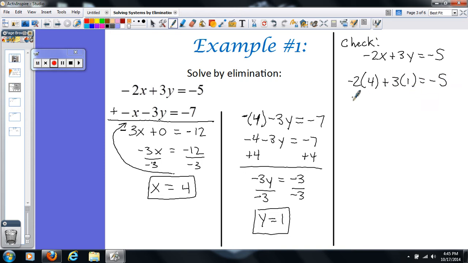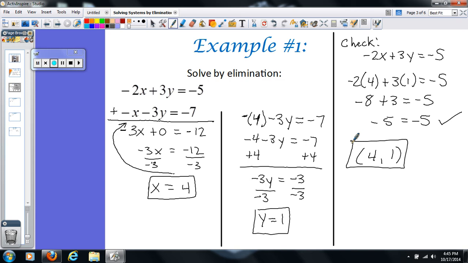And we're going to check our work. Negative 2 times 4 is negative 8 plus 3 equals negative 5. That's negative 5 equals negative 5. My answer checks. So my answer then is 4, 1. And we're done.